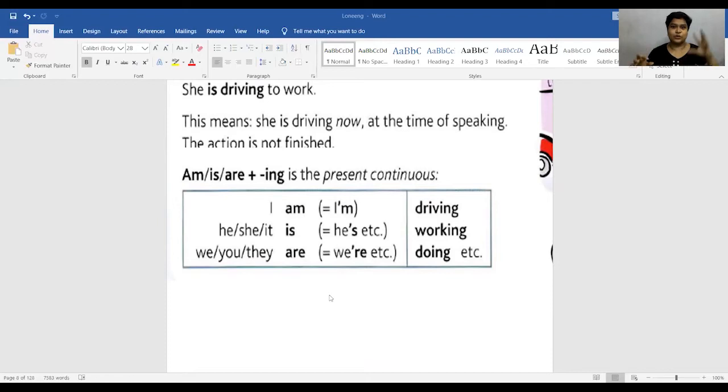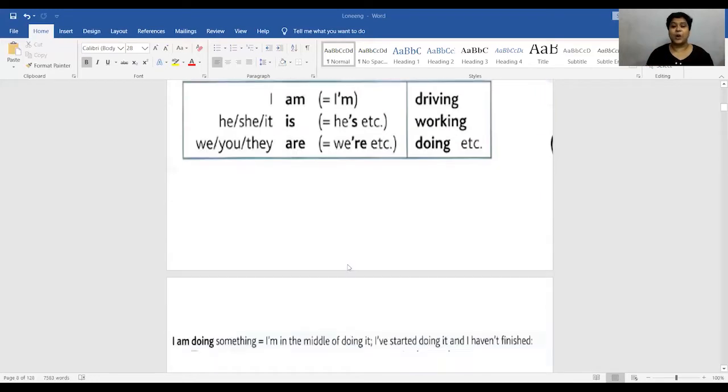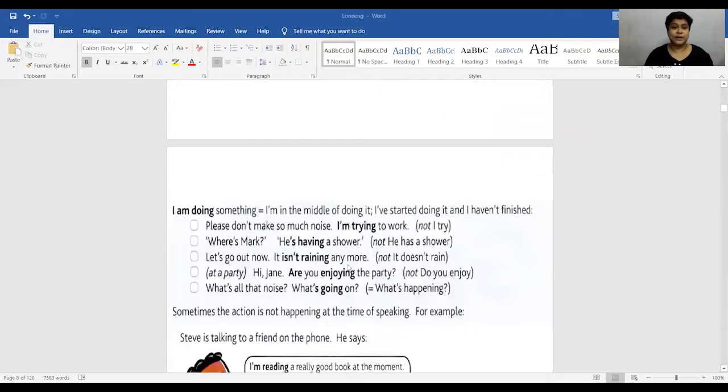Now you know how to do the subject plus the ing verb. There's a subject, an auxiliary verb, and the ing verb. The auxiliary verb is in the present tense. Now let's take a look at a few examples.